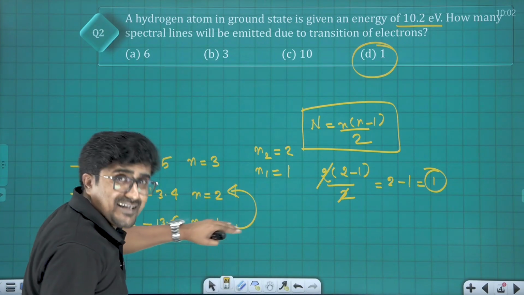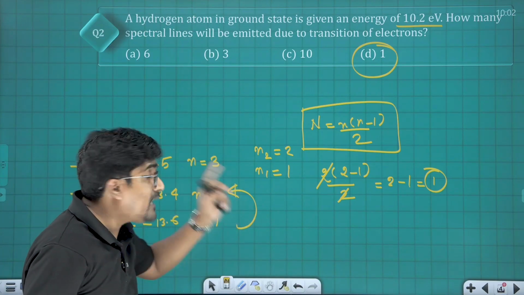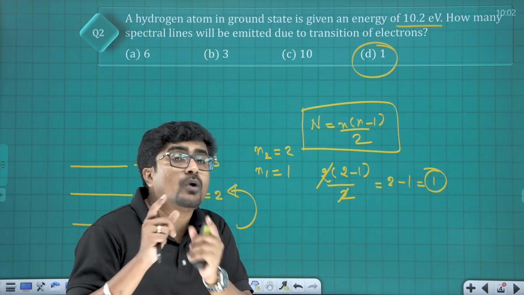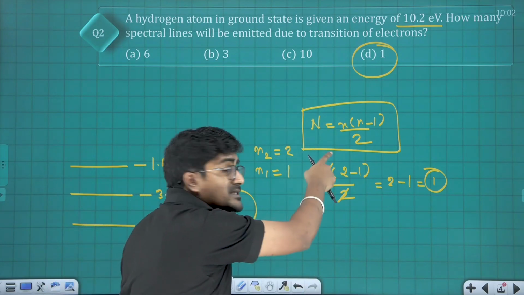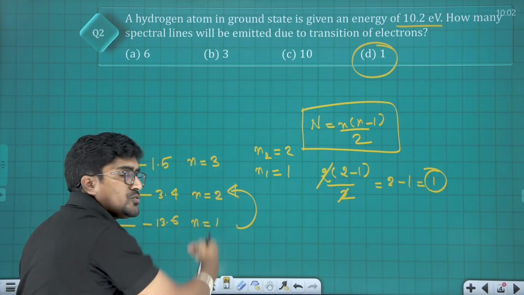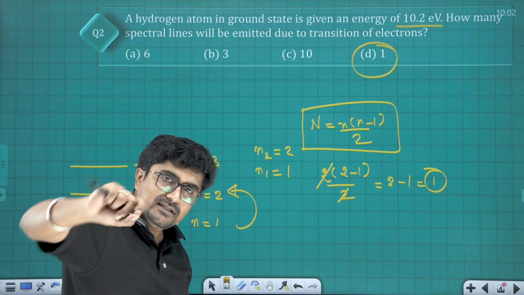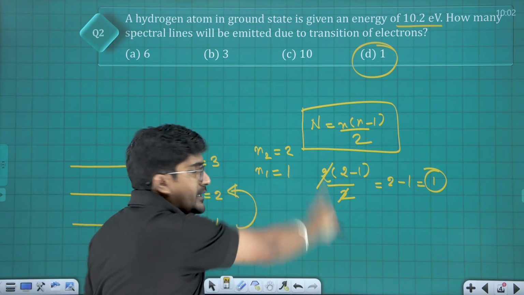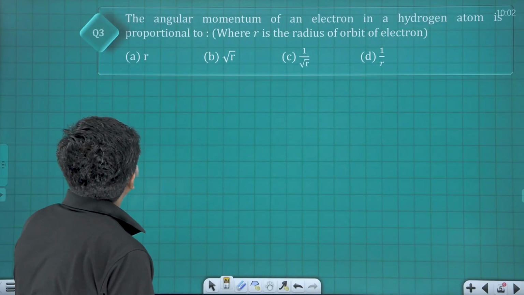But if it was a case where it was jumping from 1 to 4 or 1 to 3, then also you must be able to calculate the number of spectral lines. That is why I adopted this general method. Otherwise, 1 to 2 is the jumping taking place. So 2 to 1, that is the only spectral line. One spectral line is possible. So that is the easiest way to solve this question. And here this is the general method. So don't miss that part. All right. Now it's question number 3.